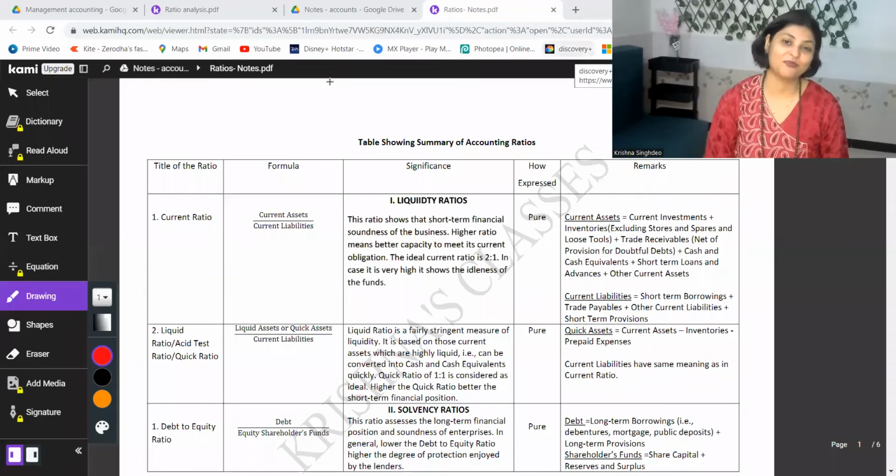So here is the formula sheet about which I was talking. This is a very, very helpful sheet for all the students who want to practice the ratio analysis chapter, and you can get it for free of course.